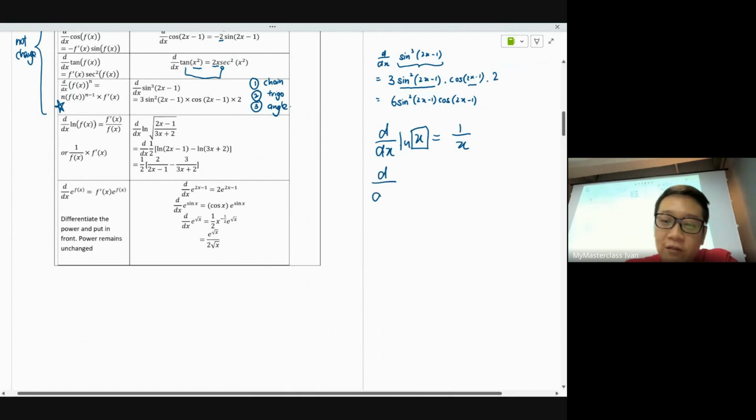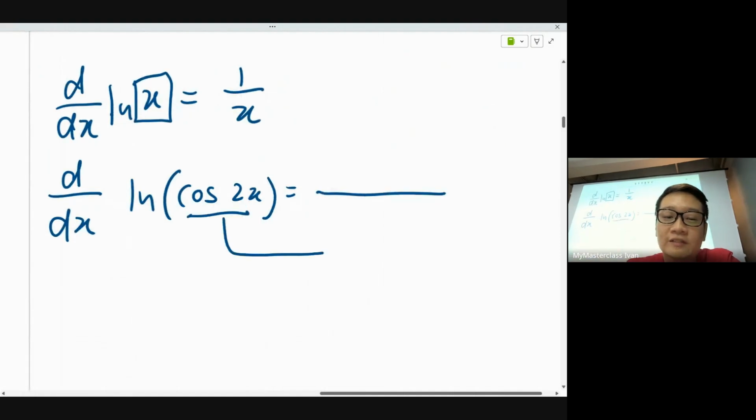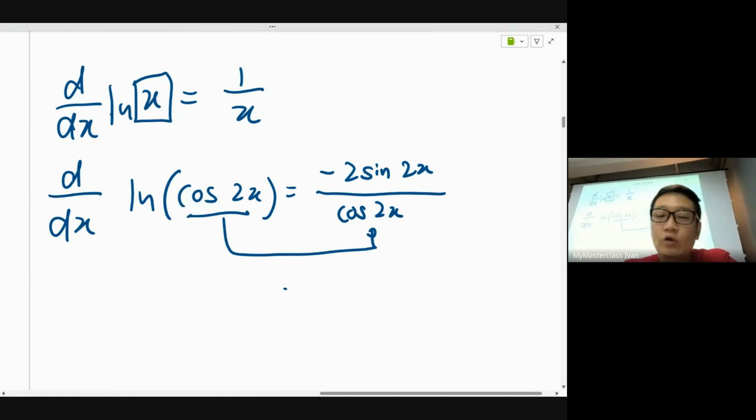Look here. Ln cosine 2x equals to what? Always write down the original first. Put here cosine 2x. Understand? Differentiate cosine 2x becomes what? Negative 2 sine 2x. Differentiated over original. Sine over cosine, trigo identity, becomes what? Sine over cosine. Must know. Tangent. So this is negative 2 tangent 2x. All your trigo you must still know, because they may ask you to prove something.